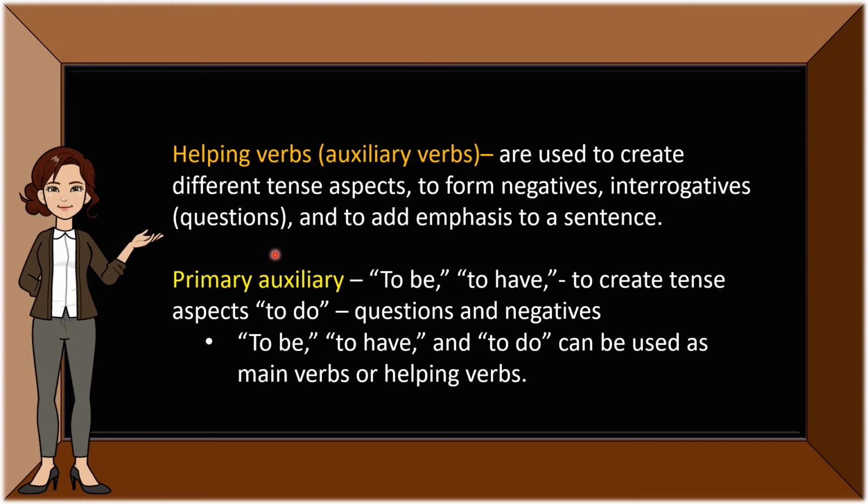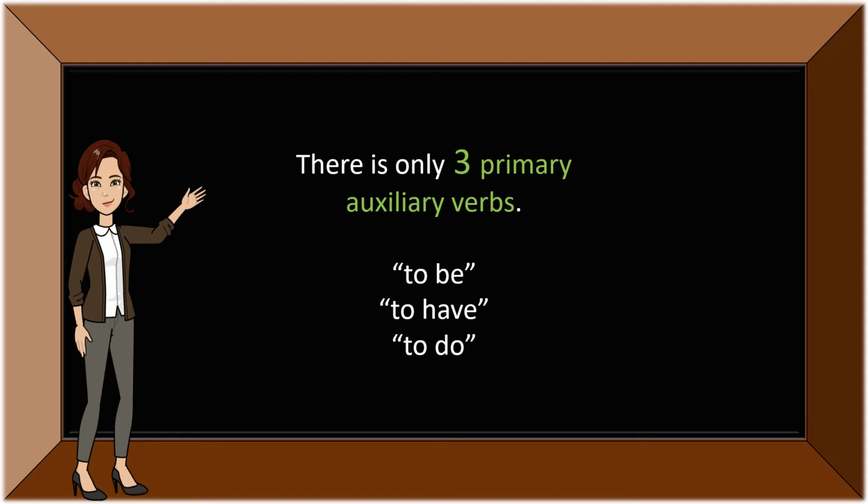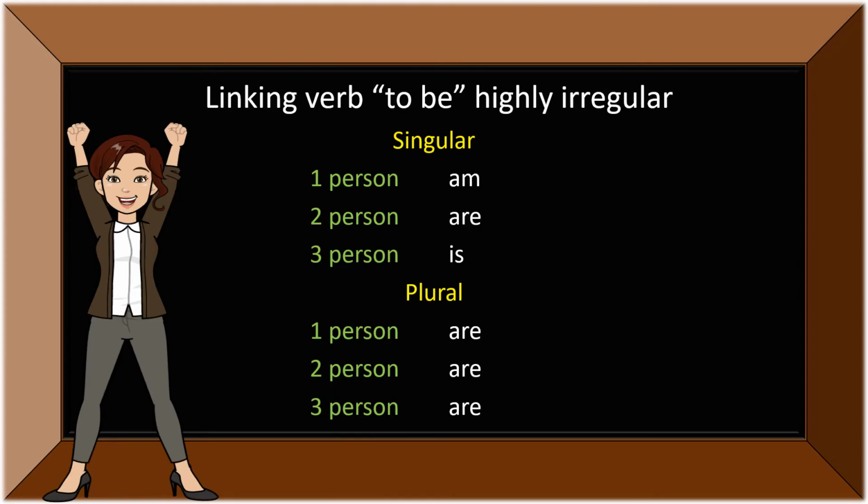For present progressive tense, we're going to use the auxiliary verb to be. But always keep in mind, to be, to have, and to do can be used as main verbs or a helping verb. I'm going to say it again. There are only three primary auxiliary verbs in English: to be, to have, and to do. We have used to be already as a main verb in simple present tense. We are going to keep the spelling, and now we're going to make it an auxiliary verb.